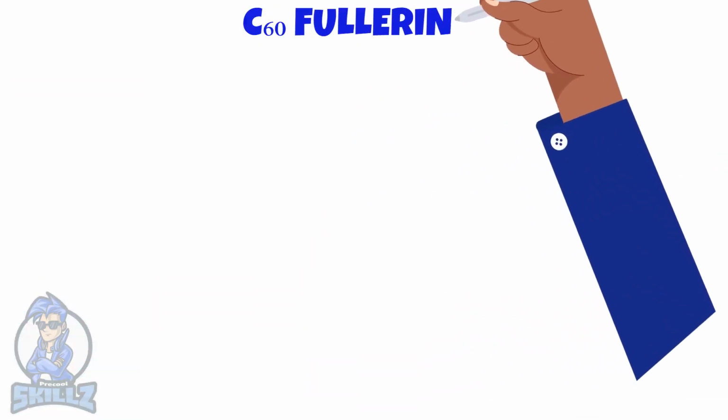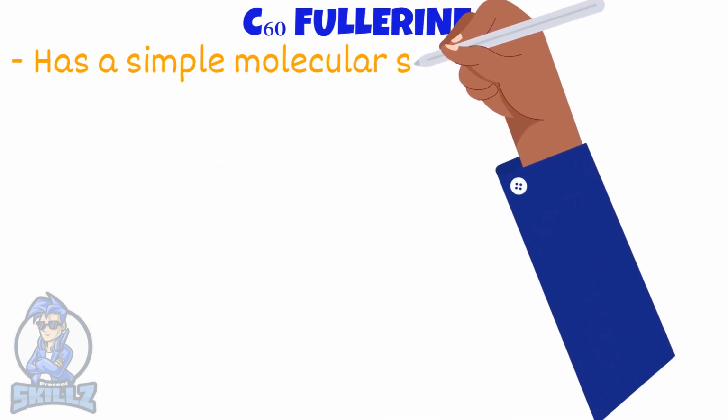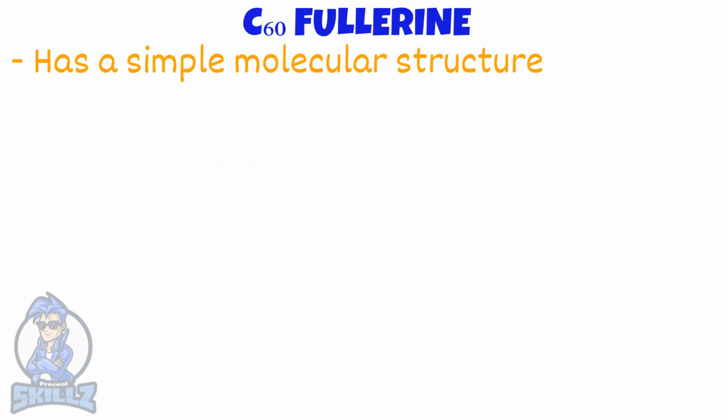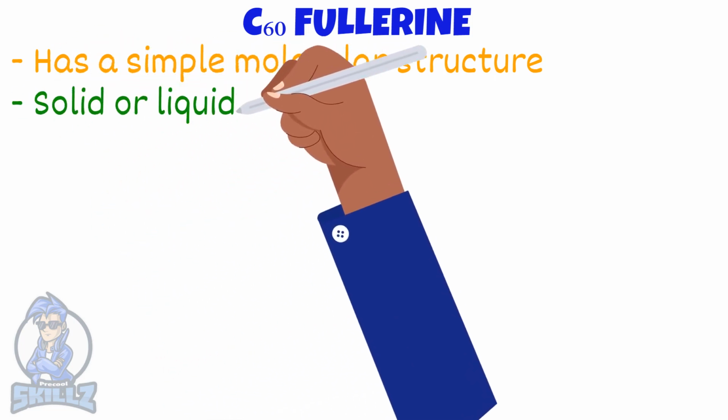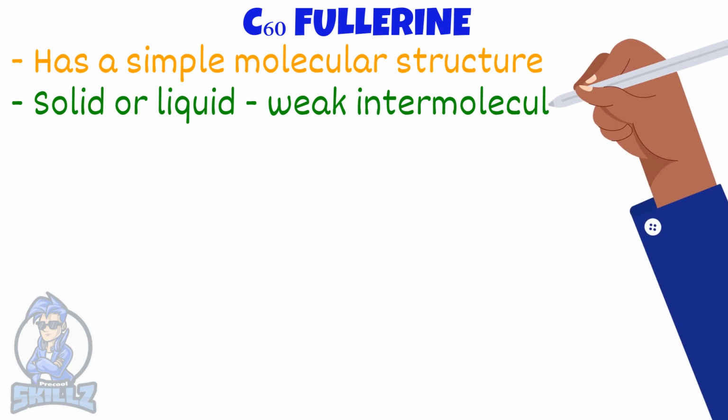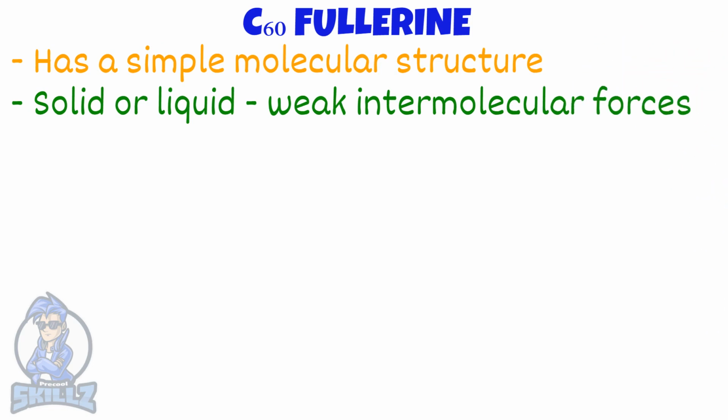Along with diamond and graphite is C₆₀ Fullerene. But a difference between C₆₀ Fullerene and diamond and graphite is that C₆₀ Fullerene has a simple molecular structure, in contrast to diamond and graphite. In a solid or liquid C₆₀ Fullerene, there are C₆₀ molecules with weak intermolecular forces between them. The fact that C₆₀ has a simple molecular structure has a big influence on its properties.